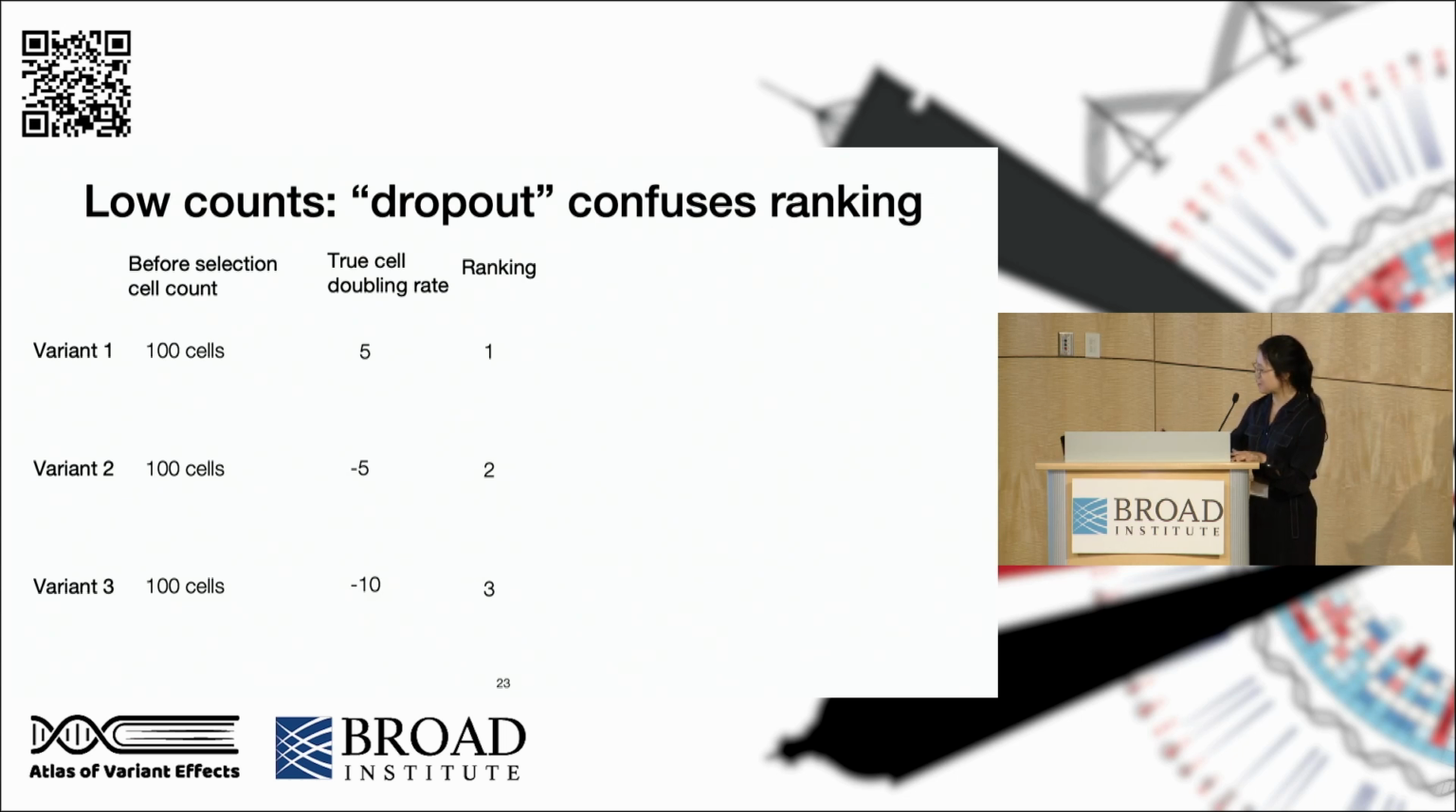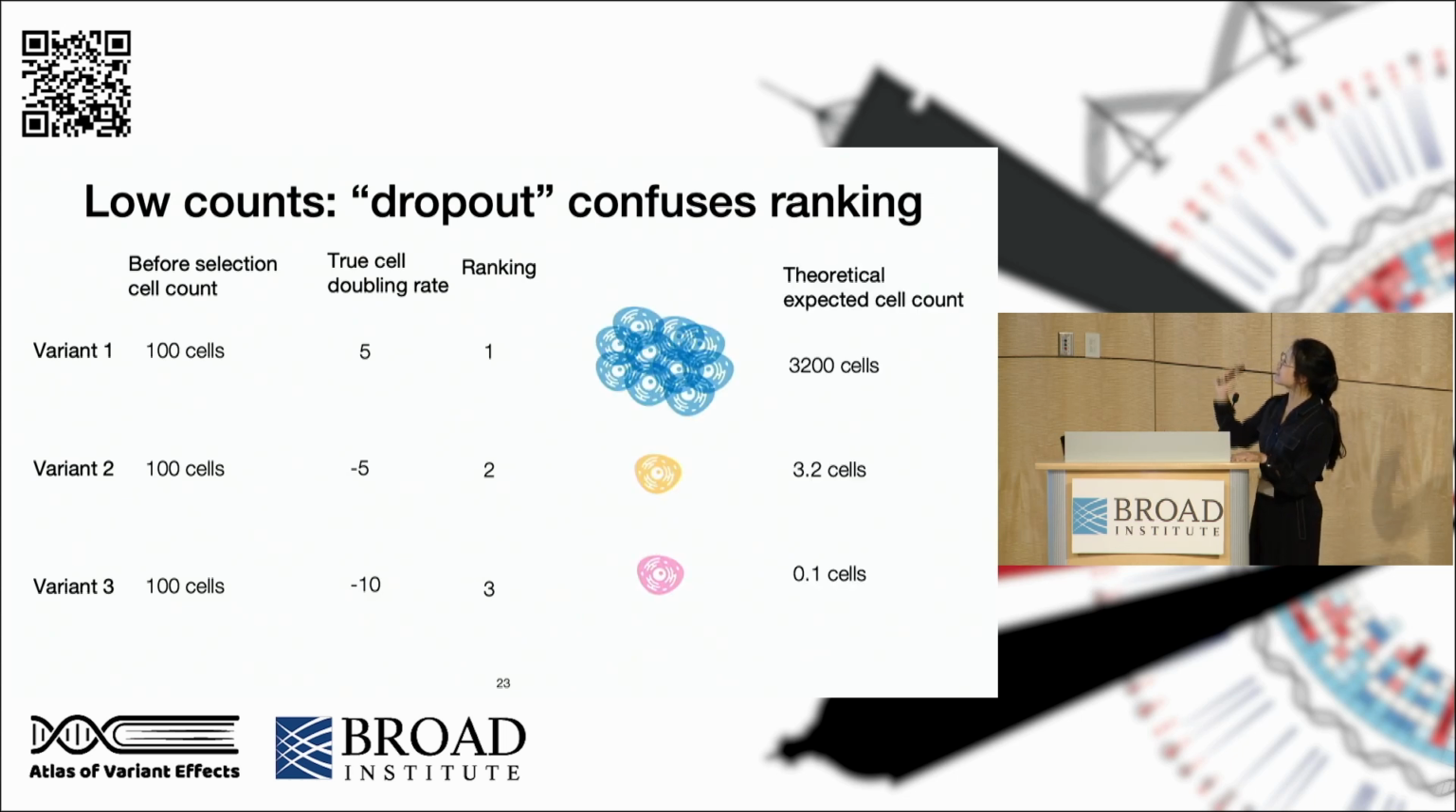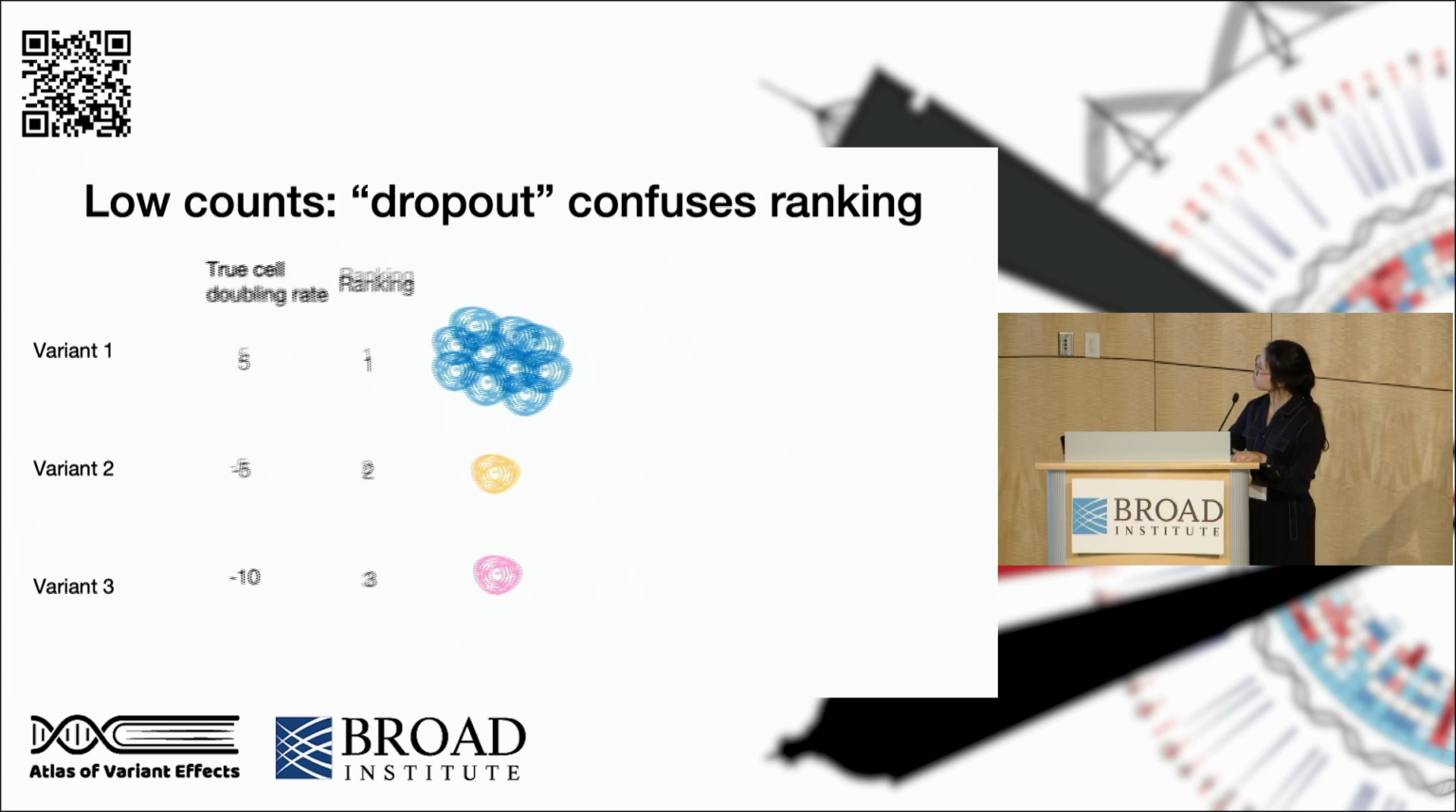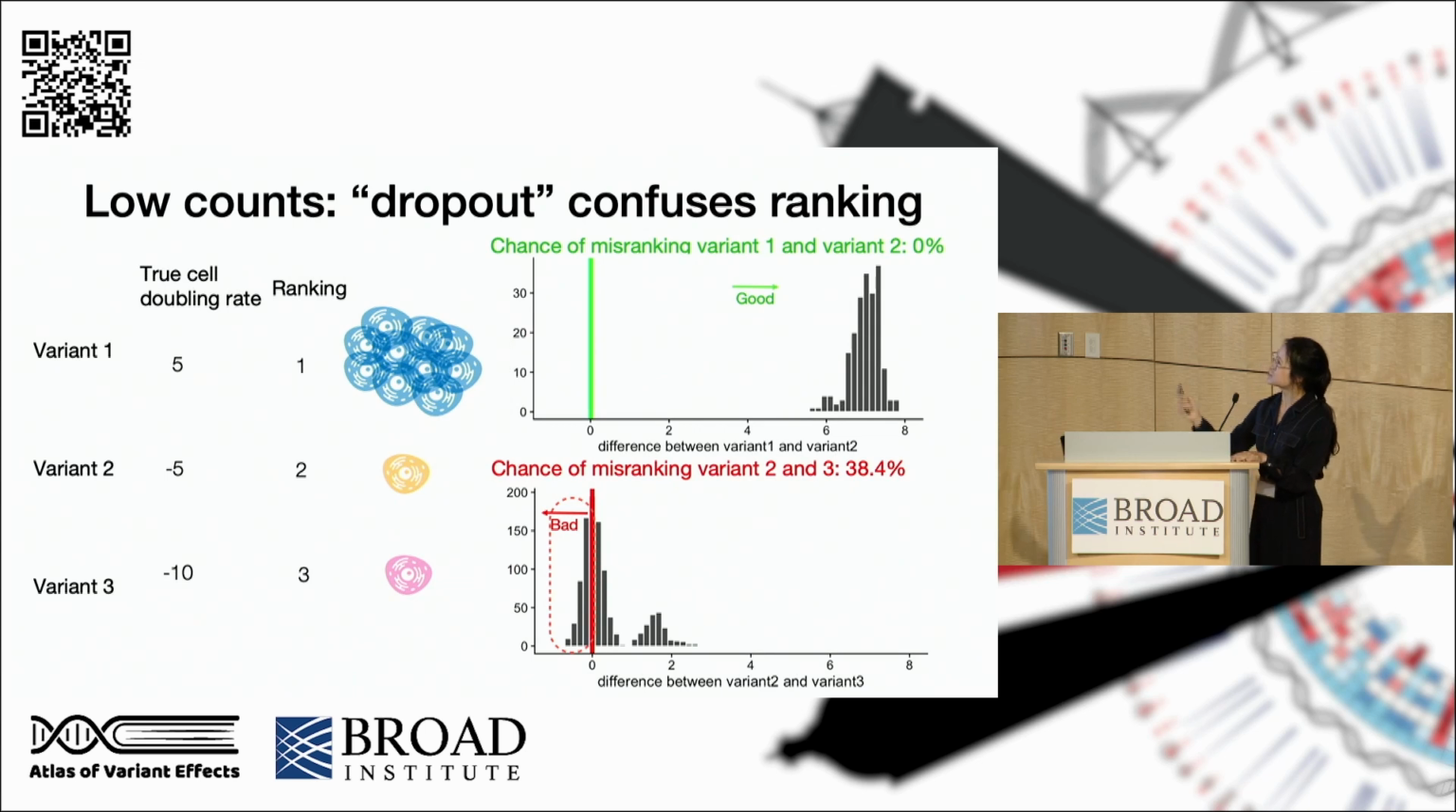And now it becomes a problem, right? Because this is the theoretical expected cell count after the selection, right? You have a lot of variant 1, you have 3 of variant 2, and you have 1 or 0 of variant 3, depending on your chance. And the chance of misranking variants 1 and 2 is 0%. Right? It's good. You are going to show that your variant 1 is, I don't know, some gain of function variant or neutral. But the chance of misranking variants 2 and 3 is as high as 40%.